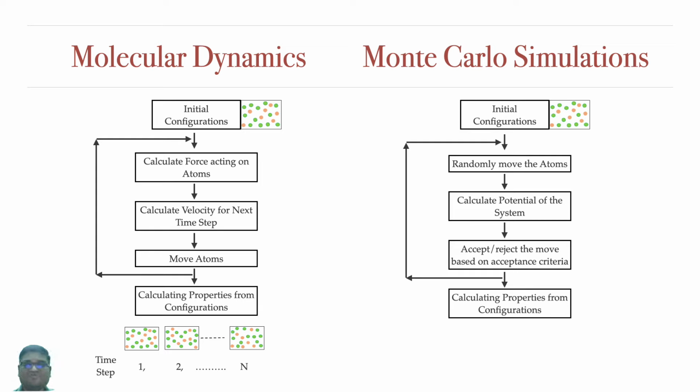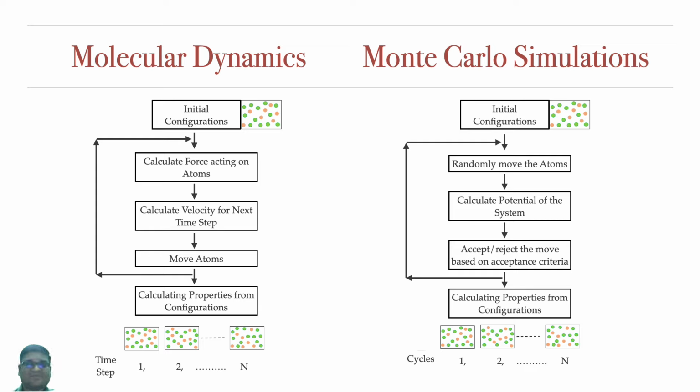We'll come to the next atom. Like that, we'll have n cycles. For cycle 1, all the atoms will be moved randomly, and the potential is calculated, and the random move is accepted or not based on the acceptance criteria, and then we'll collect the configuration. Like that, we'll have n Monte Carlo cycles and n configurations.